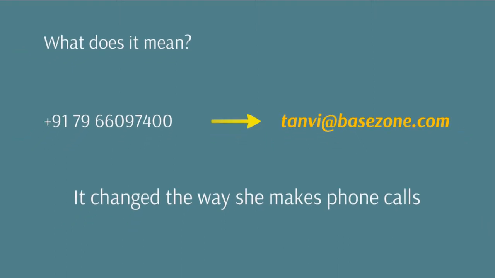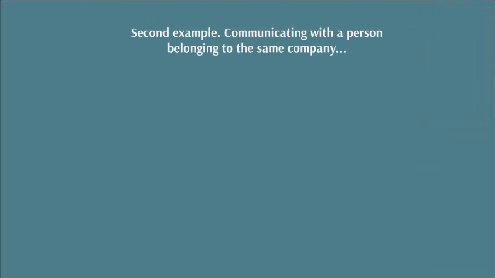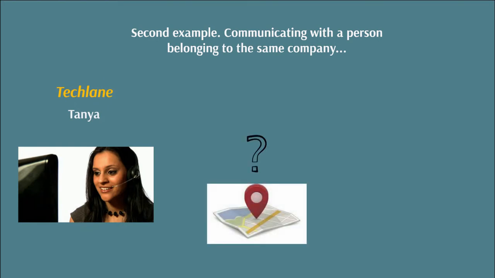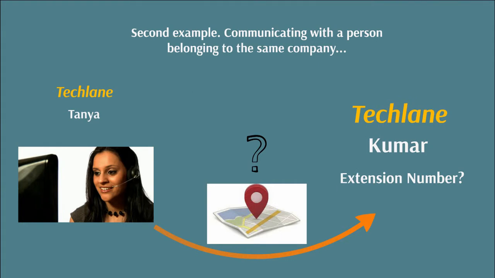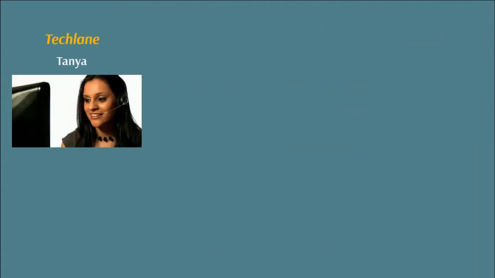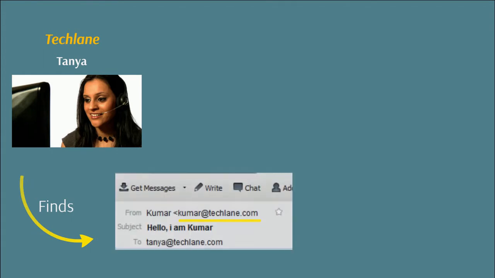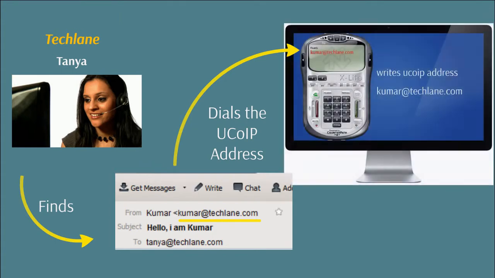She no longer needs to recall phone numbers. Second example. Communicating with a person belonging to the same company. Let's imagine TechLane is a company with 500 co-workers. And Tanya is one of the secretaries. Tanya needs to call Kumar, the new colleague from the sales department. She doesn't know his extension number, nor if Kumar is at the company, but she remembers that she received the welcome email, which Kumar sent, presenting himself to his colleagues. She copies the UCOIP address from the email, and calls him via soft phone.